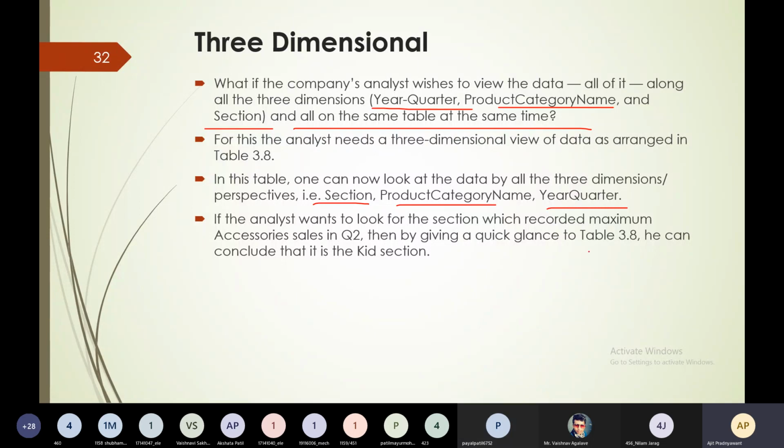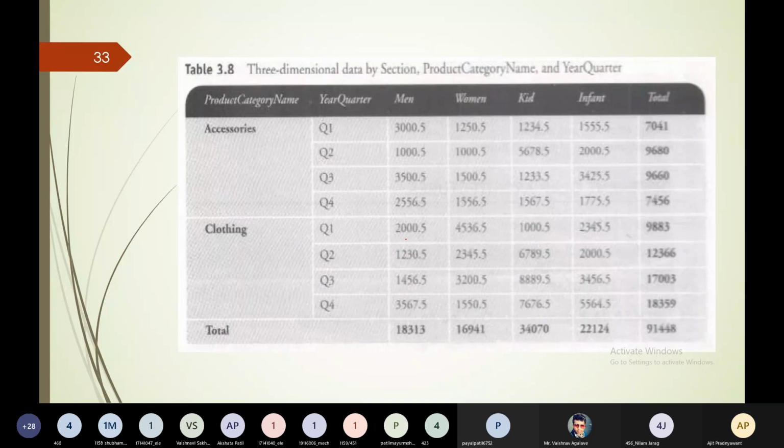Now I am going to show you table 3.8. So this is the 3.8 table. It's three-dimensional data by section. So this is the product category name: accessories, clothing. There are two categories of it. And then there are year quarters, Q1, Q2 to Q4. And then men, woman, kid and infant and total. So now if you are going for quarter 1 with the accessories, this is the men's unit sold, woman's unit sold, this is the kids unit sold, infant unit sold, and this is the total unit sold.